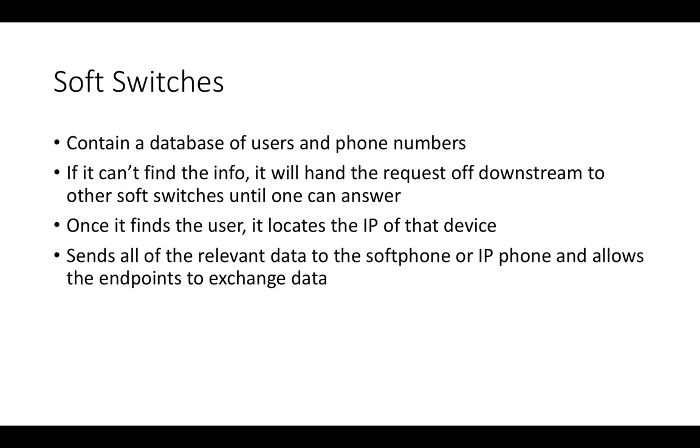Also within the soft switches is a database of all the users' phones and phone numbers. So this is a mapping of a MAC address and an IP address to a phone number. If the soft switch can't find it, it's going to forward it off to the next soft switch in the network. It keeps going down this line until we can actually find that endpoint.